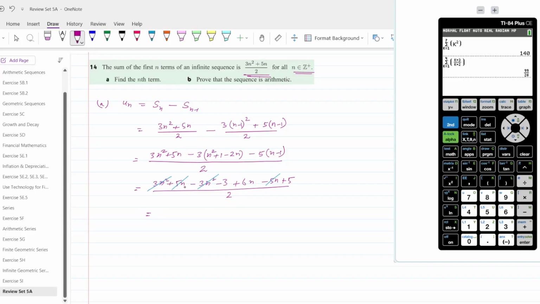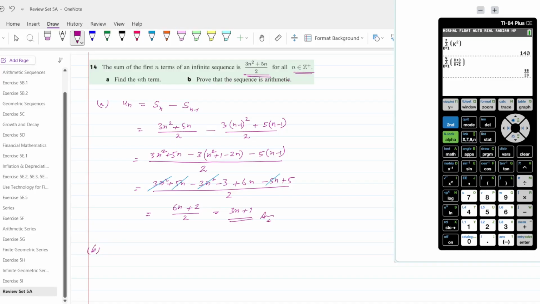So this becomes 6n, 5 minus 3 is 2, divided by 2. And simplifying it further, we get 3n + 1. This is the nth term.